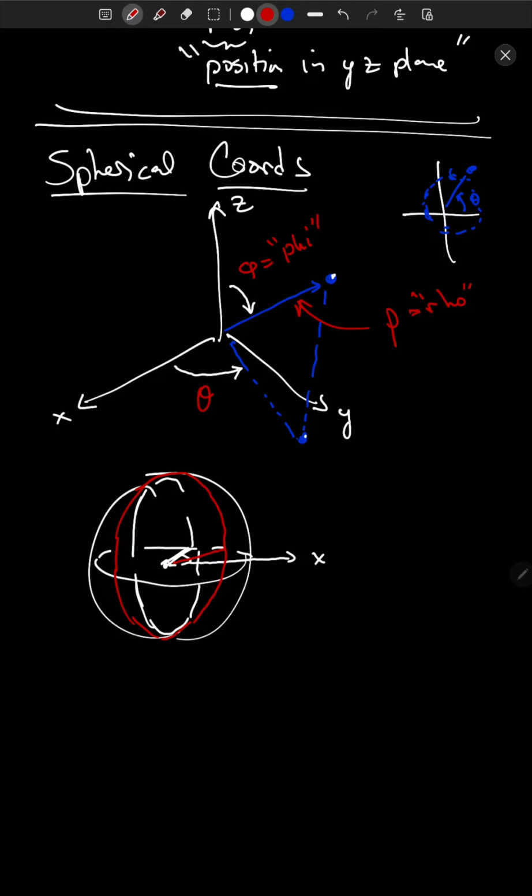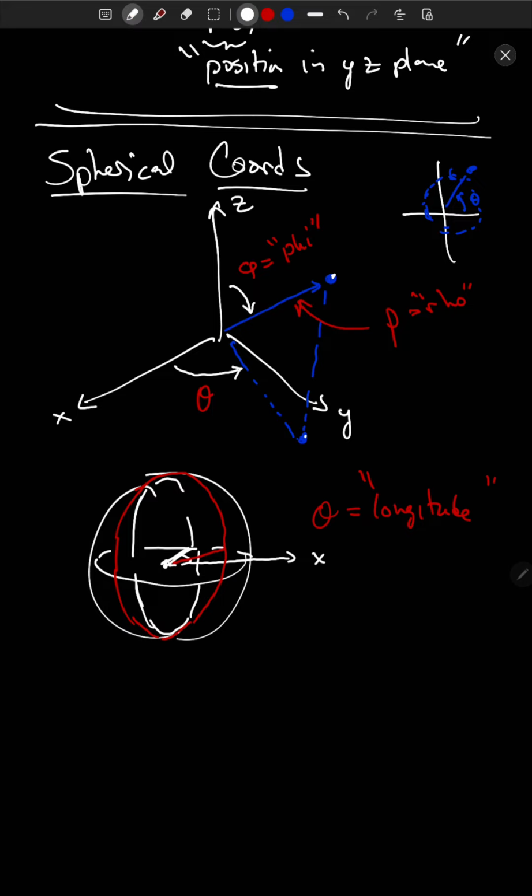Okay, so phi is longitude. Oh, sorry, theta is longitude. Theta is longitude, right? So when you think about maps, this is exactly what longitude is. All right, so theta is longitude, essentially. Okay, what about phi?